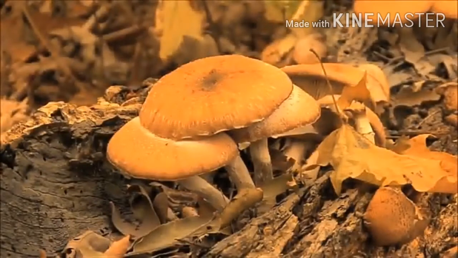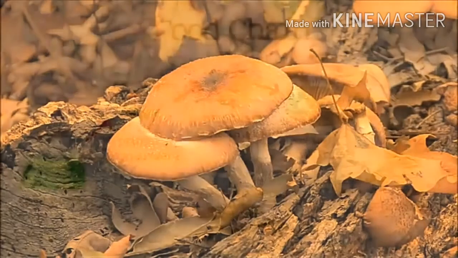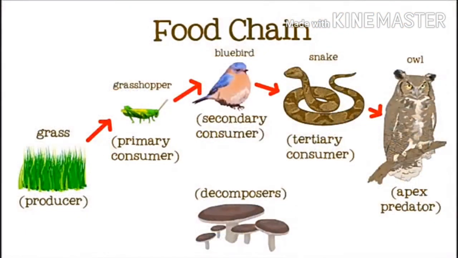When an animal dies, their body is broken down by decomposers. Decomposers are usually bacteria and fungi that break down dead plants and animals into nutrients in the soil, that in turn help the plants at the beginning of the food chain to grow. It's the circle of life.